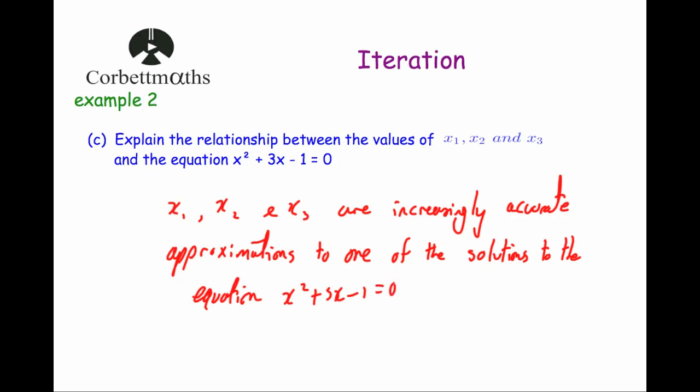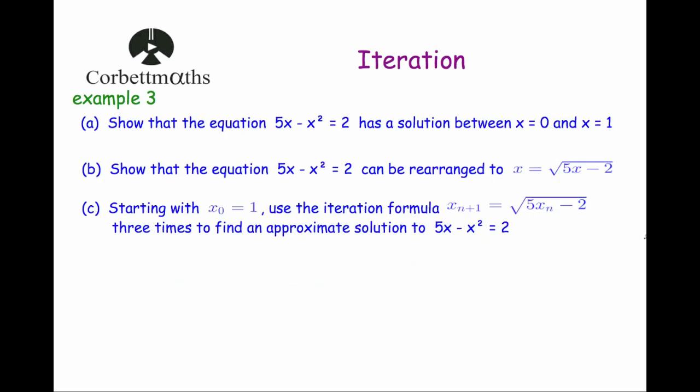Okay, and our last example, example 3. So example 3, it's kind of similar. So part A is a bit new. It says show that the equation 5x minus x squared equals 2 has a solution between x equals 0 and x equals 1.